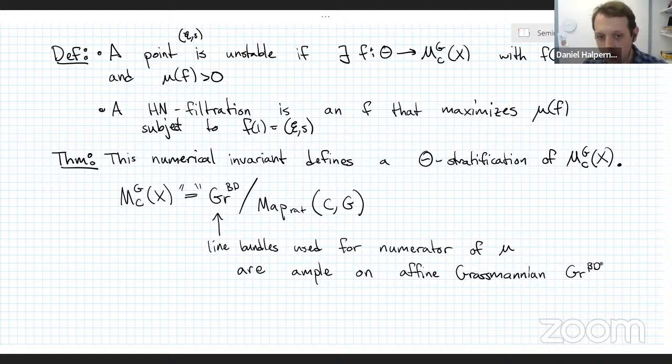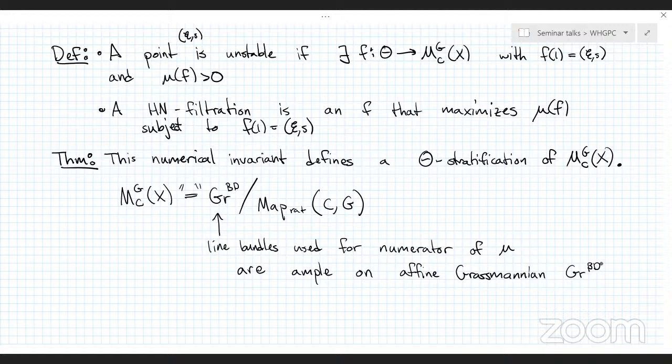But one of the conditions is established by making sure that you start with a line bundle that's ample on this Valence and Drinfeld Grassmannian, and that makes one of the conditions work. So I see. Thank you.